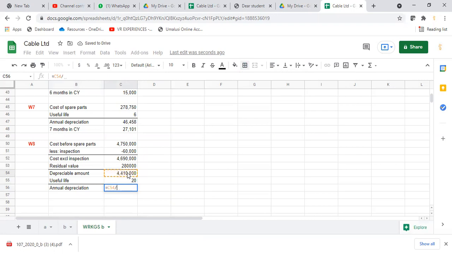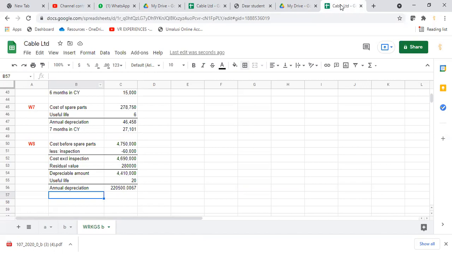So it's that divided by 20, but we don't want annual depreciation. We want depreciation only for 6 months. The plant was ready for use on 31 August 2018. When an asset is ready for use, that is the date you start depreciating.